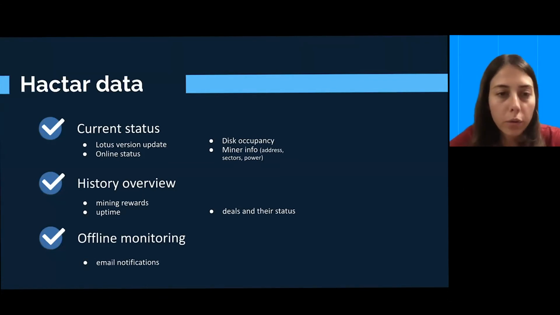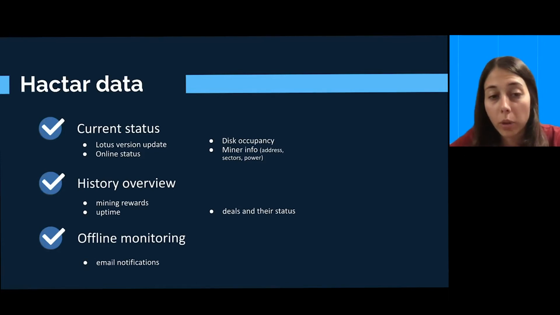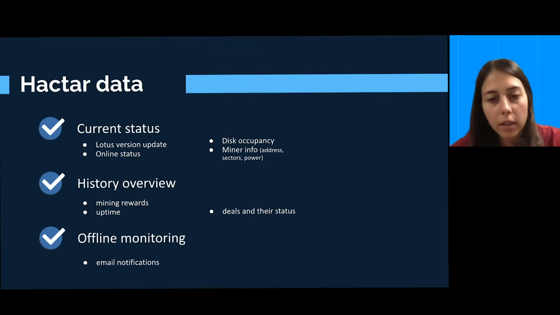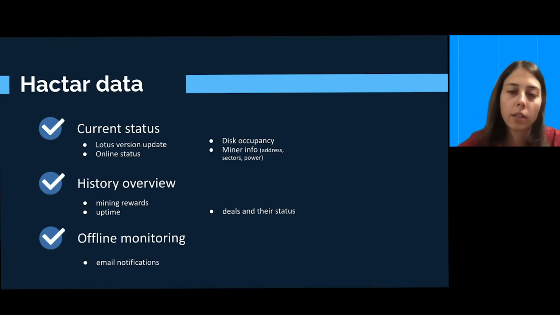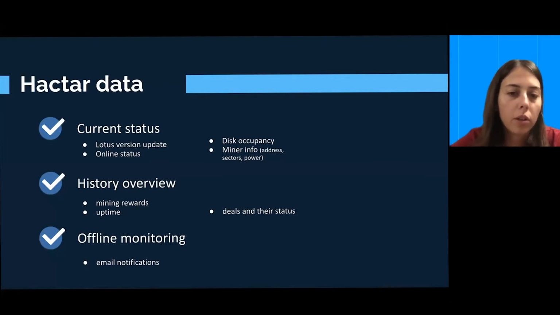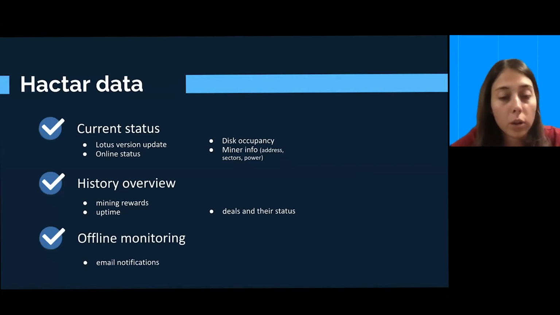So a general overview. And then it contains some history overviews and graphs on miner performance, such as when the mining reward was collected, a history of uptime, when the node was online or offline, and a list of deals and their status, price, and how long they have been active. And of course, the important part for us was the offline monitoring. So you get a report in your email that your node is down.